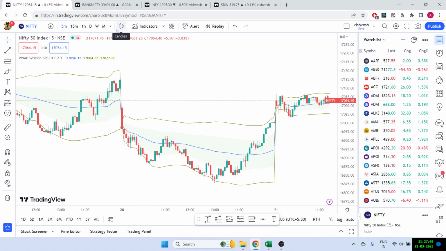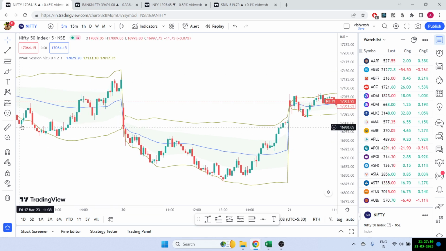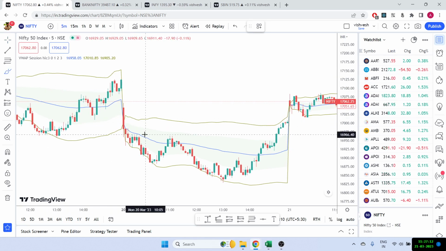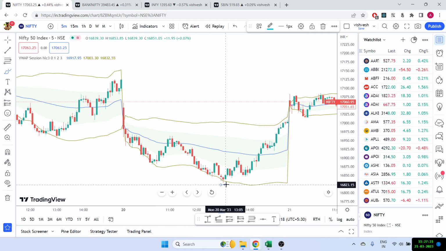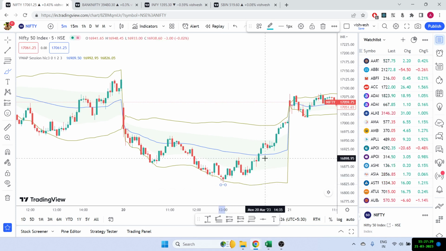So I'll just show you what the strategy is about. If you see here, I'm showing you Nifty first. This is on 20th March. On this day, you can see that the Nifty had gone down pretty much, right? Generally we have seen if any stock moves a lot in a single direction, there is a tendency to come back to its mean. That means to reverse.